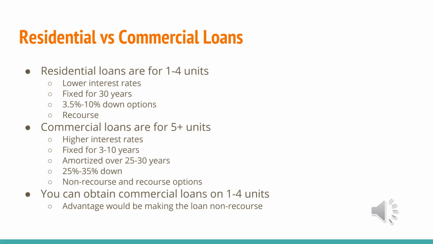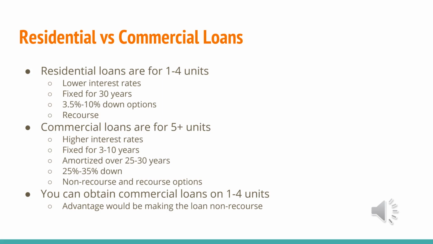So residential loans are for 1 to 4 units. They typically have lower interest rates. They're fixed for 30 years. You have 3.5 to 10% down, especially if it's a primary residence, and they're typically recourse. So if you file for bankruptcy, then the lender can go after you and your other personal assets. And residential loans are typically based on your DTI, or the debt to income ratio, so that they look at you first and then the property second.